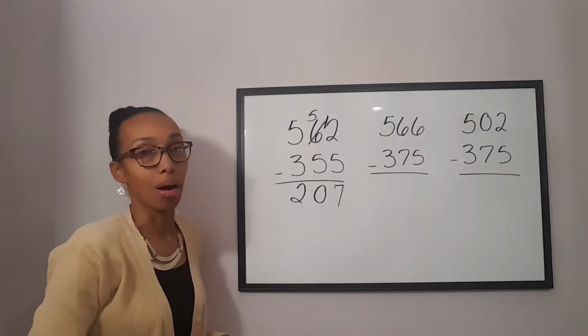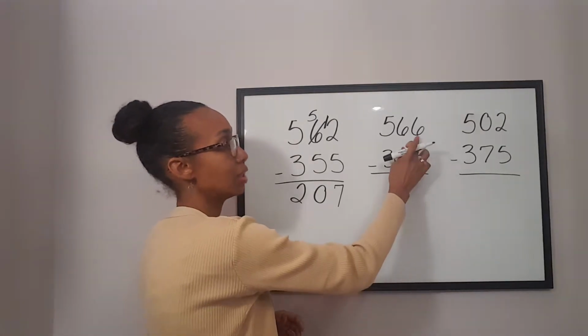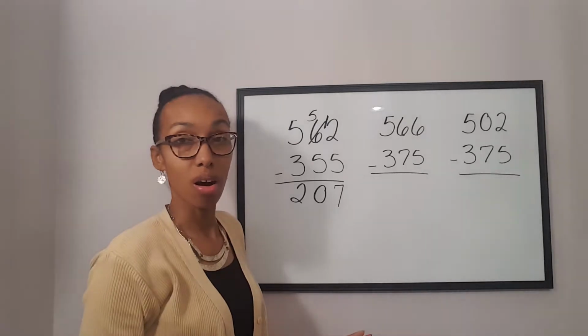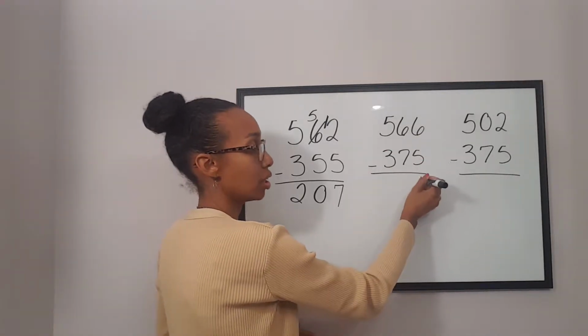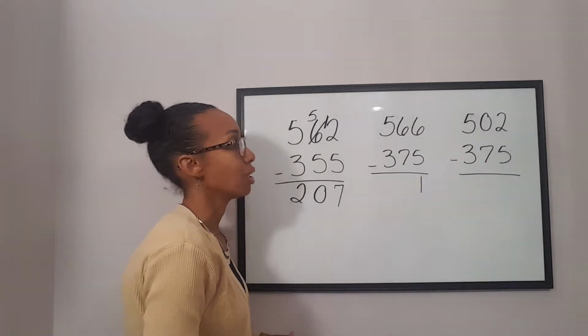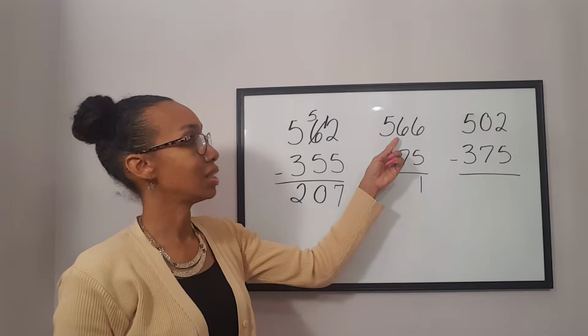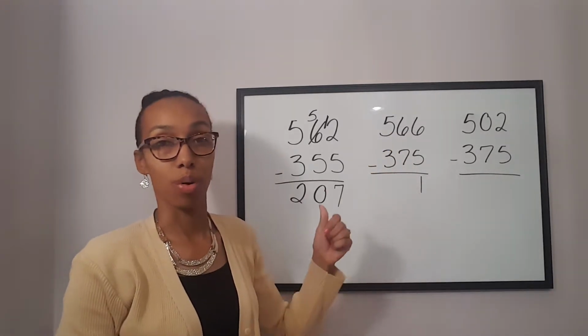Now for the second problem, starting off on the ones place, 6 is actually bigger than 5. So we don't have to borrow at all. We can just go ahead and do 6 minus 5 is 1. Well, then when we get to the middle column, the tens, I notice that 6 is smaller than 7. So we're going to have to borrow.